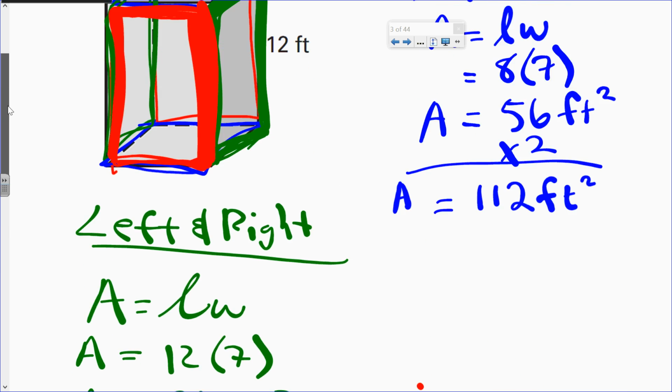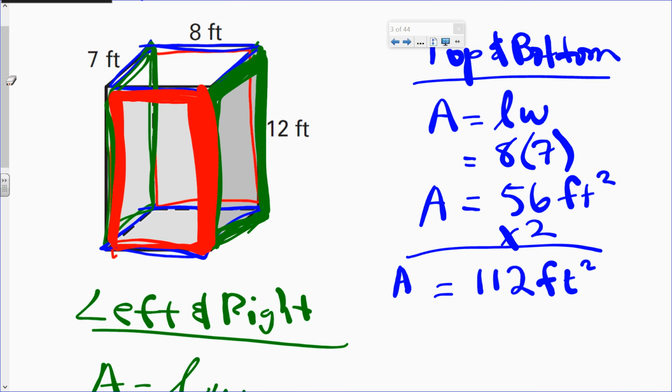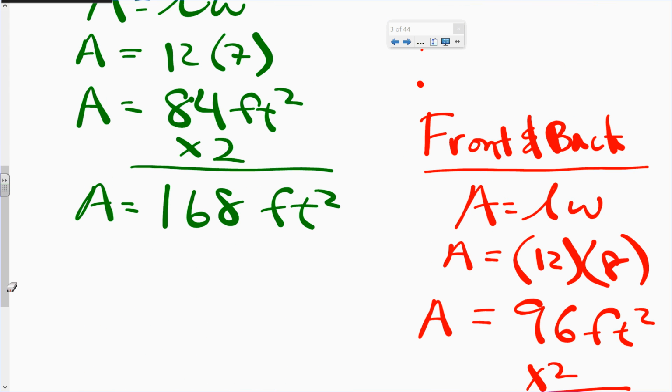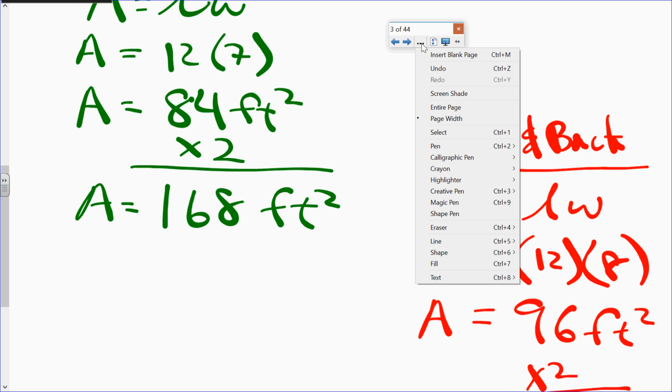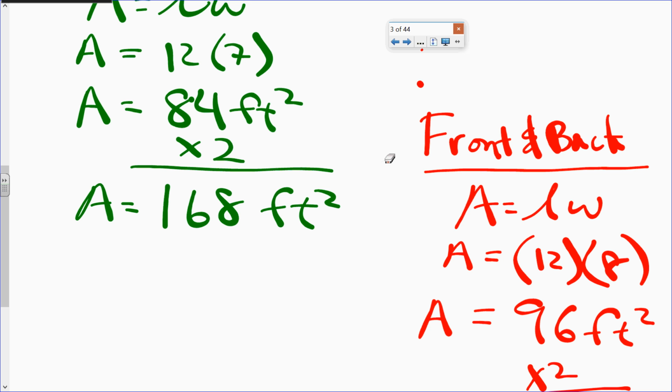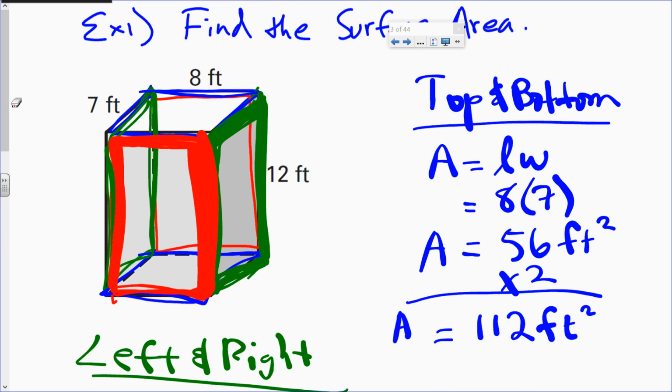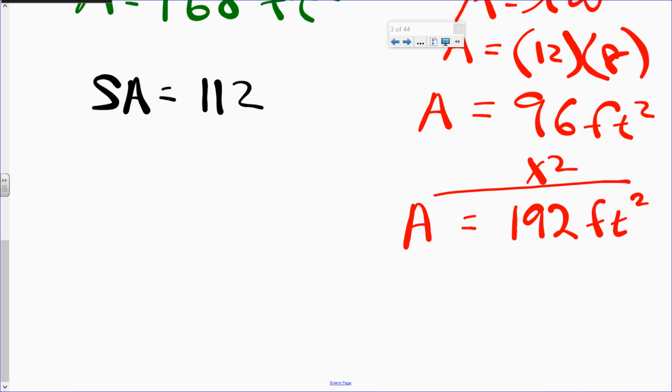In green, I got the left and right, and in blue, I got the top and bottom. So the total surface area of the prism is all of it together, all added up, all the square units together. So I'm going to add them all up. I'm going to put SA for surface area. SA means surface area. Here we go. 112 plus 168 plus 192.